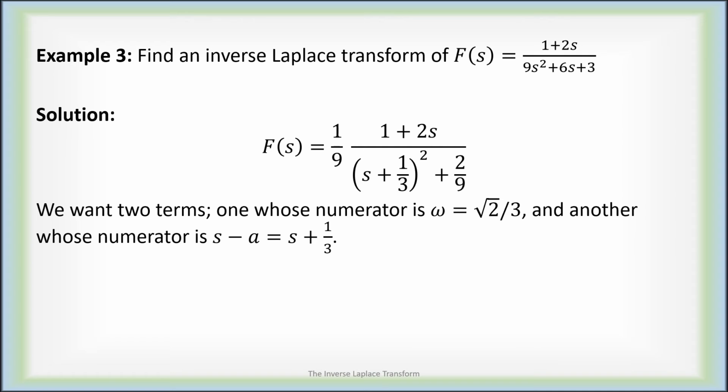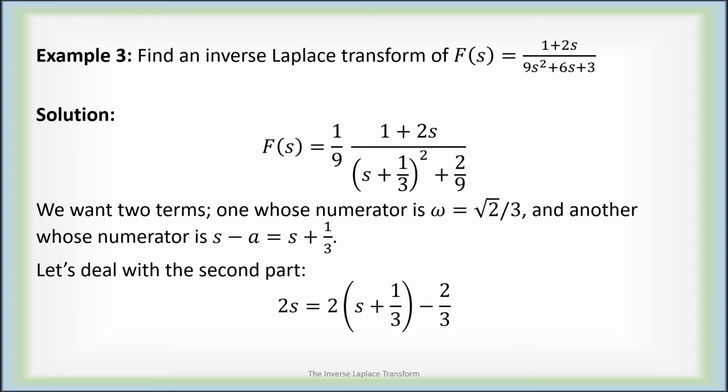However, one term should have numerator omega, which is root 2/3, and the other should have numerator s minus a, in other words, s plus 1/3. Let's deal with that second part of getting a numerator of s plus 1/3 first. So 2s is what we have up there. Now that's 2 times s plus 1/3 if I then cancel out the 2/3 introduced by subtracting it. So 2s is now going to be represented as 2 times the quantity s plus 1/3 minus 2/3.